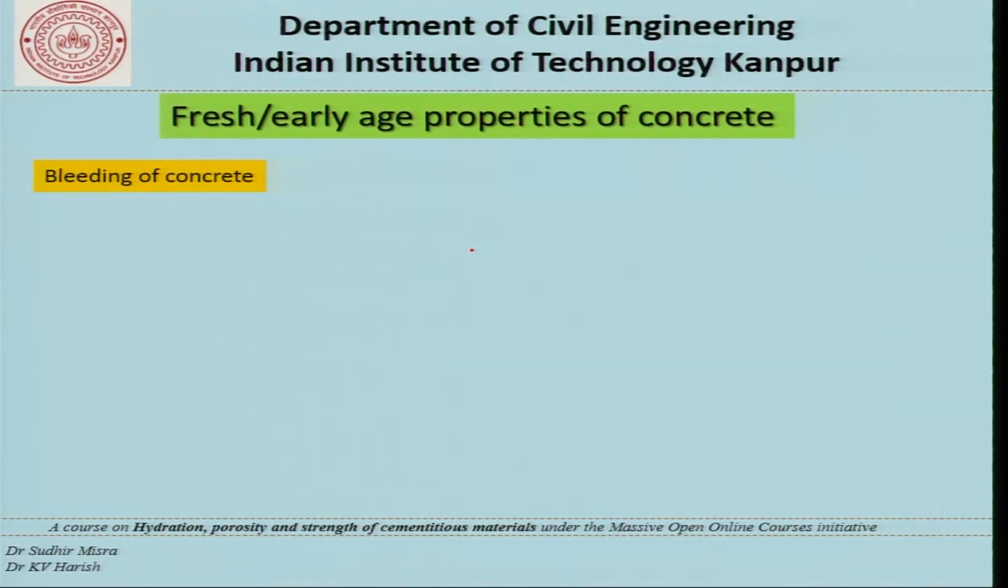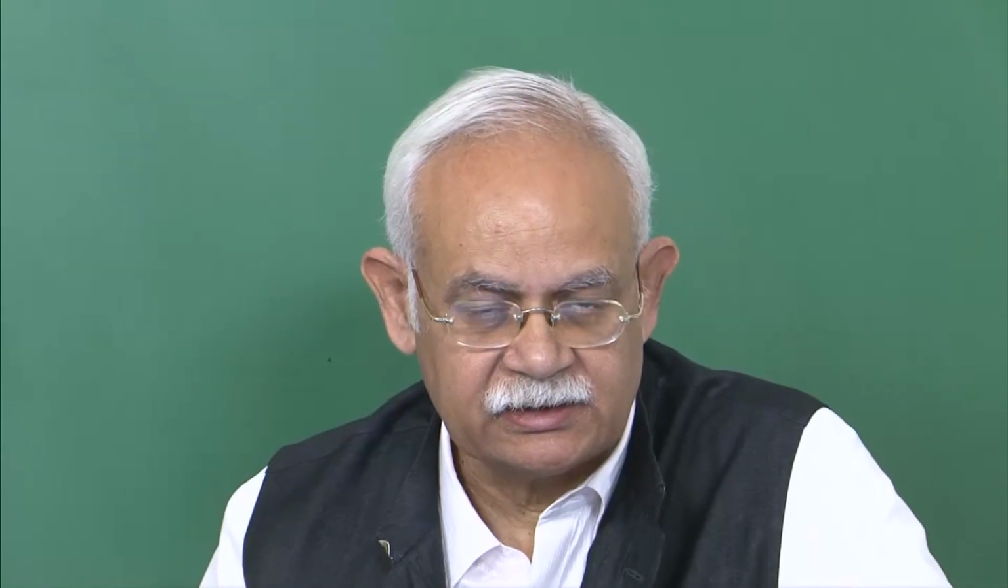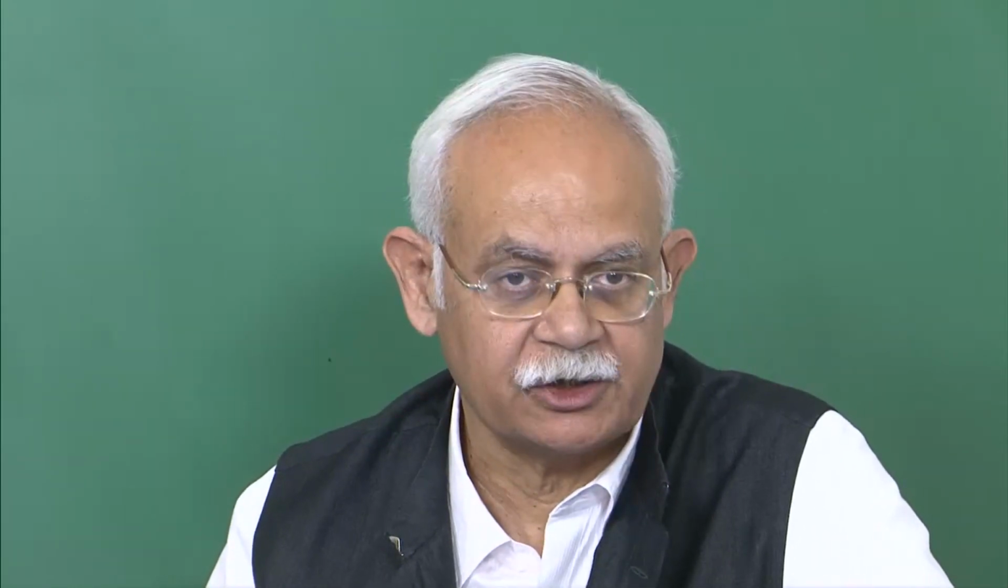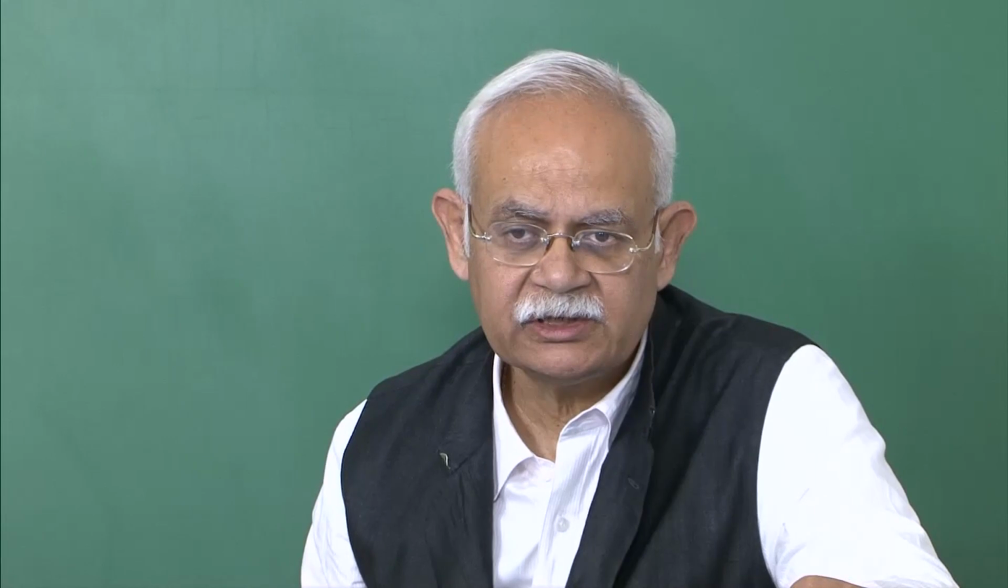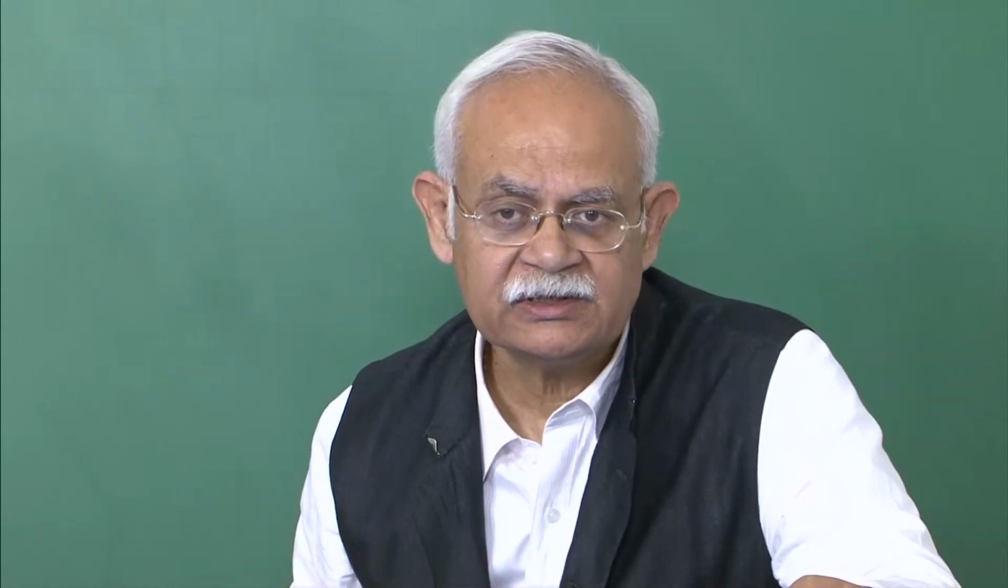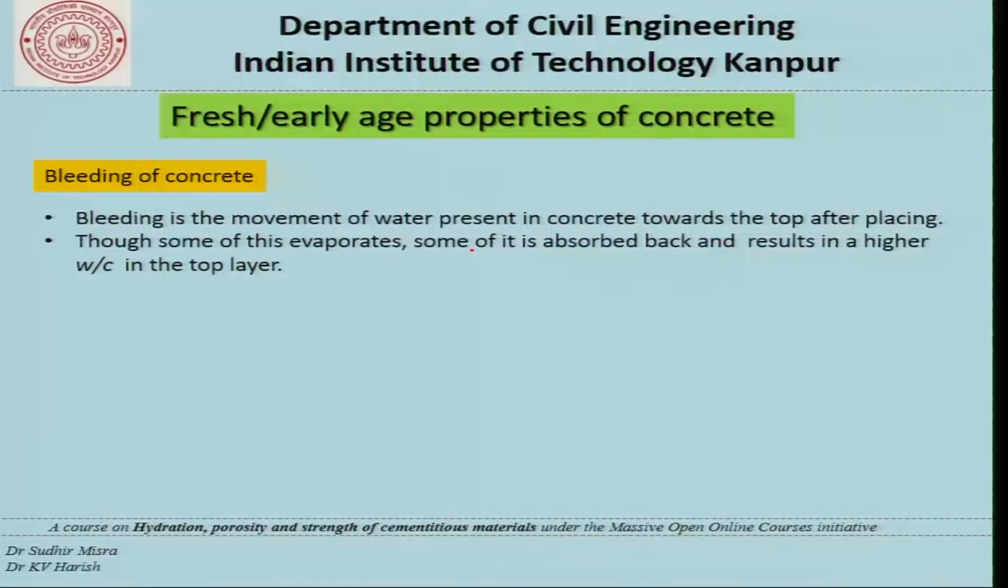Now, let us look at bleeding. Bleeding is essentially the movement of water present in concrete towards the top after placing. We must remember that as far as concrete is concerned, all the constituent materials are heavier than water, and therefore no wonder that when they are mixed with water, at the end of it they try to settle down. In other words, water collects at the top as a result of this segregation that happens between the materials, and that is precisely what is bleeding. We need to quantify bleeding because this water that collects at the top, some of it evaporates, but some of it is absorbed back and results in a higher water cement ratio in the top layer.